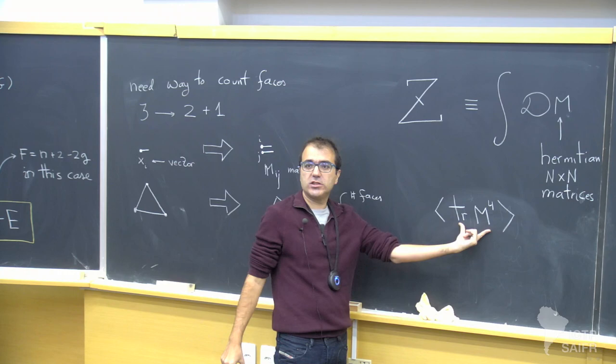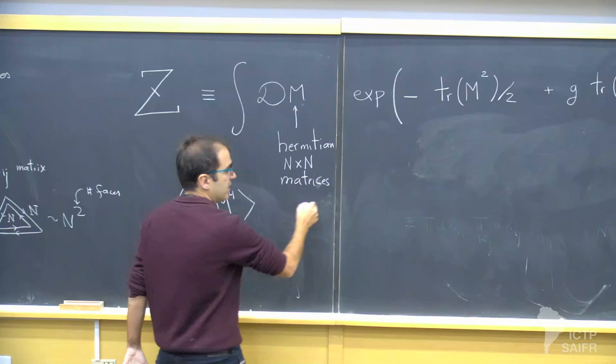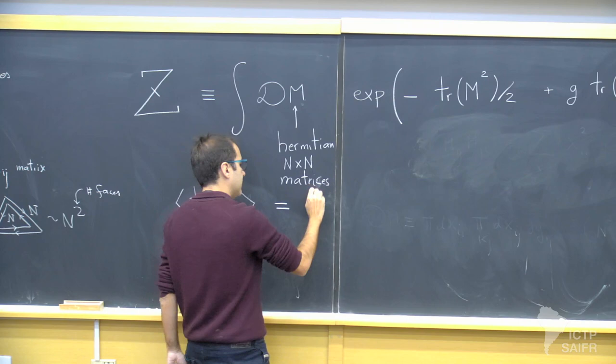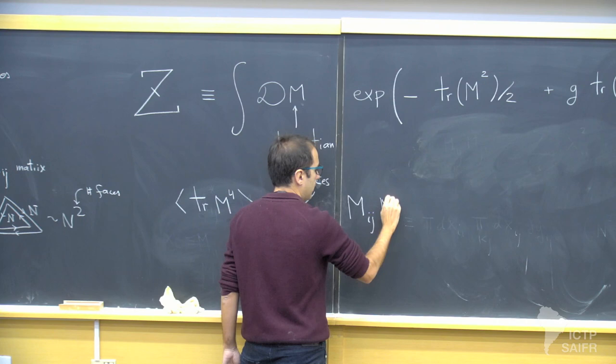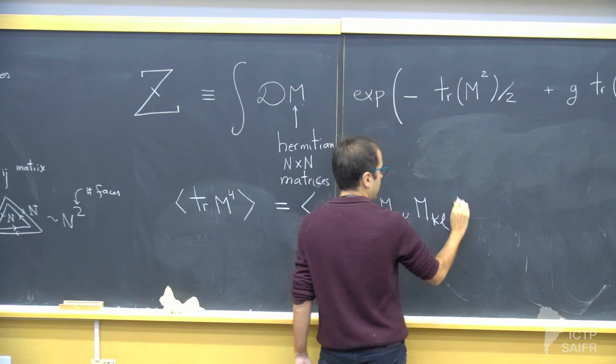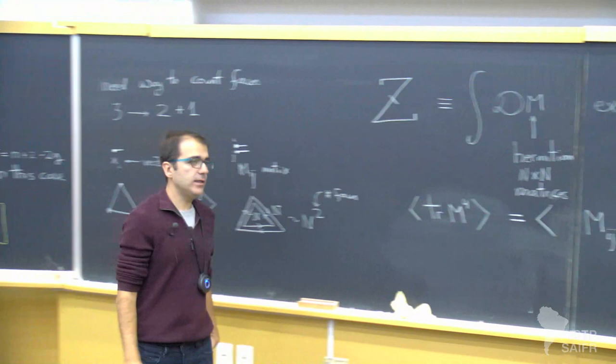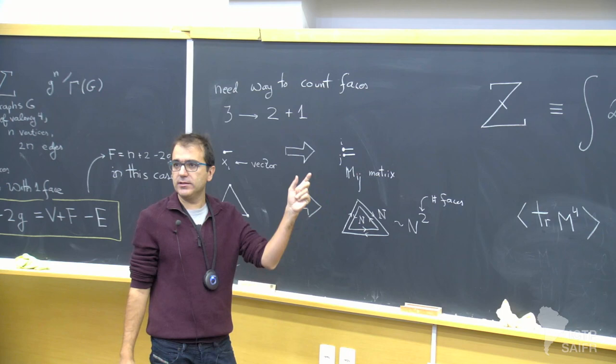So let's do it in formulas in this line, and then we'll do it in pictures in the line below. Okay, so in formulas first. This is an expectation value. What is a trace of M? M_ij multiplied by M_jk multiplied by M_kl multiplied by M_li. Do you agree? That's just writing down the multiplication. Everyone is familiar, I assume, with repeated indices being summed over, right? When I have repeated indices, there is a summation. Otherwise, you can put summations there.